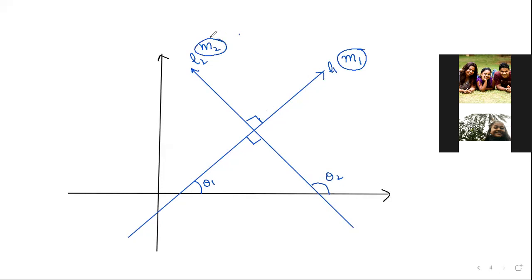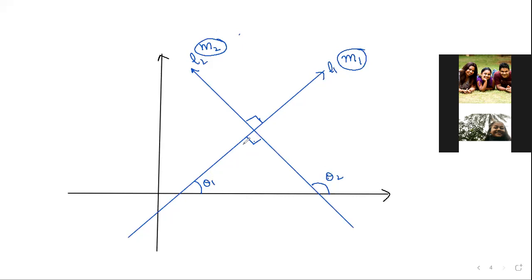If two lines are perpendicular, what can you say about the slope? We said that if two lines are parallel, the slopes are equal. If two lines are perpendicular, what can you say about their slopes? Are you hearing me properly? Yes, sir.